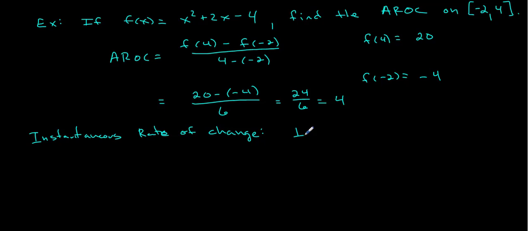And we call it IROC. Instantaneous rate of change, IROC for short. Instantaneous rate of change is the change at one moment in time. Which means we have to find the derivative. Instantaneous rate of change is just the derivative evaluated at that one x value, right?